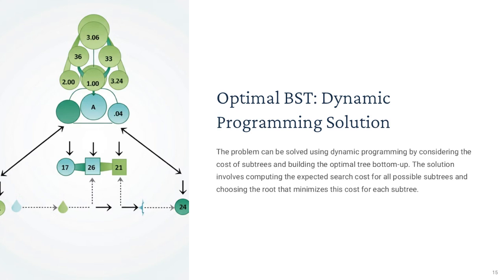Using a bottom-up approach, we first compute costs for small subtrees and then build larger ones iteratively. The algorithm has a time complexity of O(n cubed) and a space complexity of O(n squared). OBSTs are widely used in databases and search optimization to ensure efficient access times.